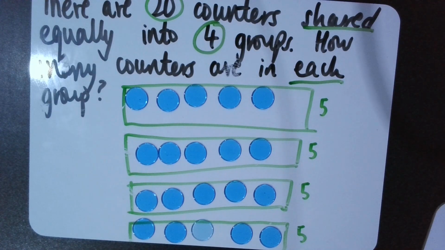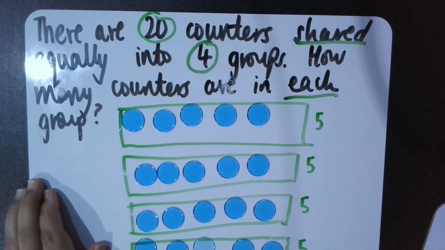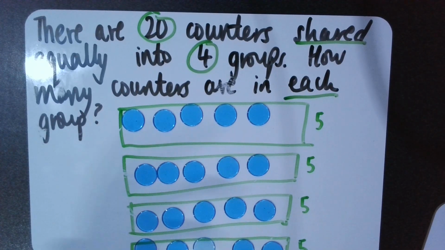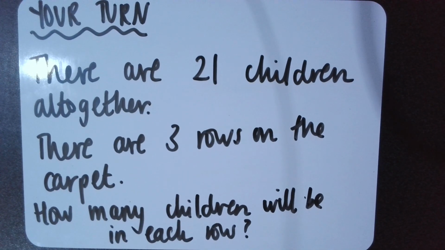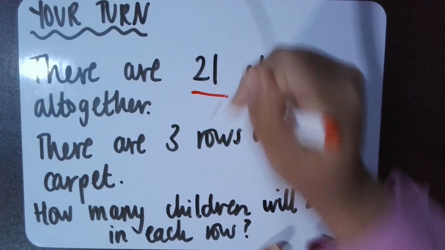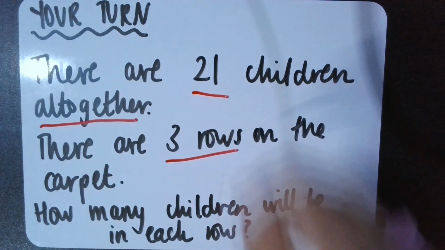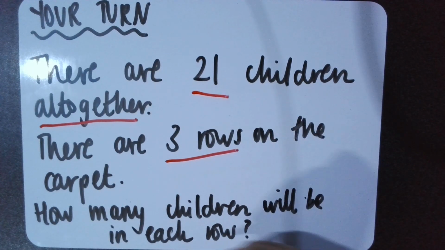I'm going to put a question up on the screen now that I'd love for you to have a go at and then post what you did or how you did it, maybe making a video to Seesaw. Okay team, this is your question now. There are 21 children altogether. There are 3 rows on the carpet. How many children will be in each row? There are 21 children altogether and 3 rows on the carpet. How many children will be in each row?